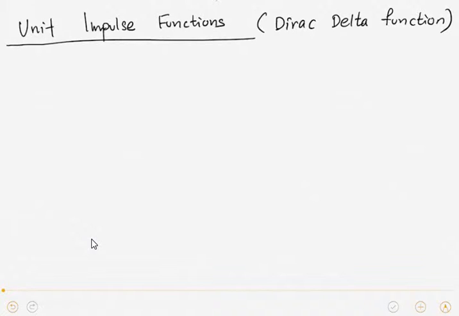Hello everyone, today I would like to show you what the unit impulse function is. The unit impulse function is also named the Dirac delta function. Now let's look at what the impulse function is. The symbol of the unit impulse function is called delta t. How does delta t look?